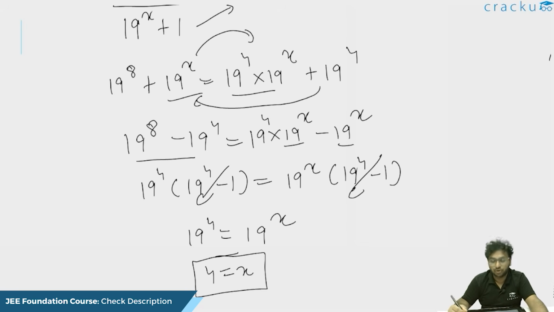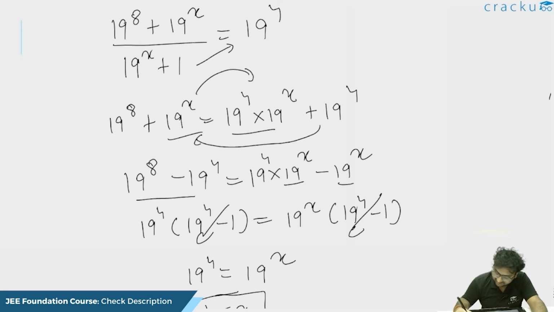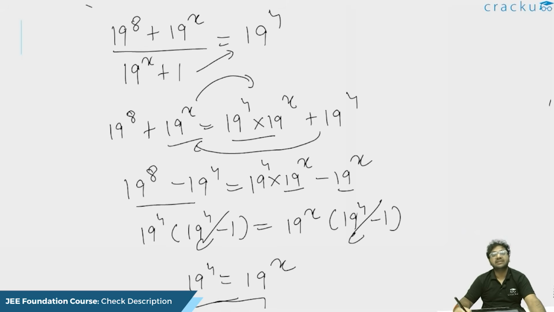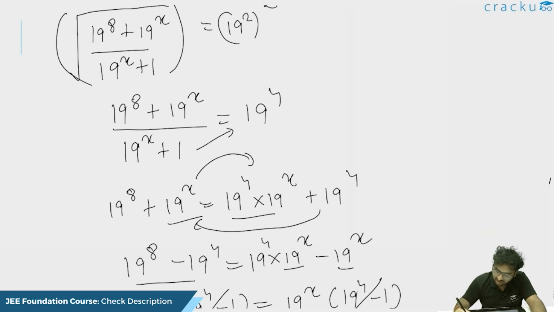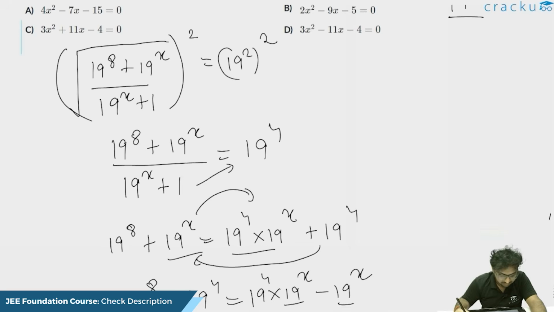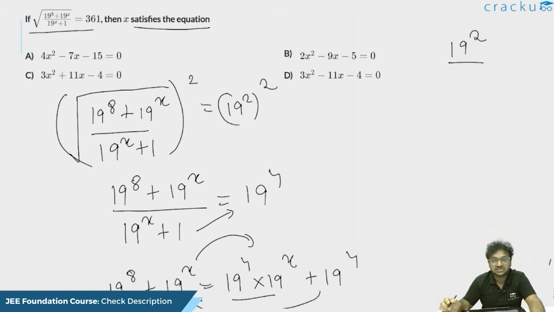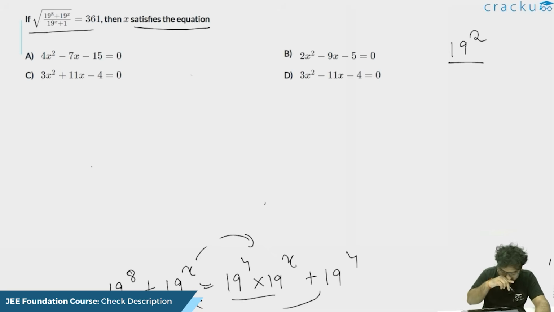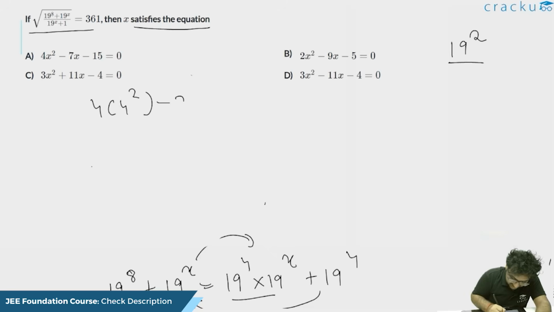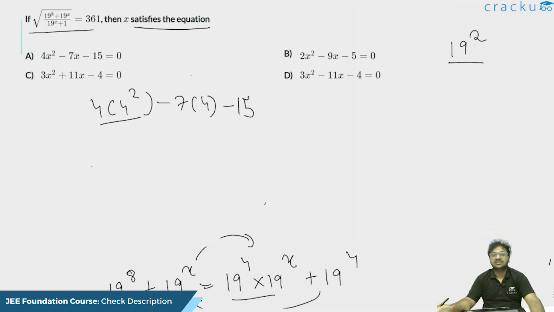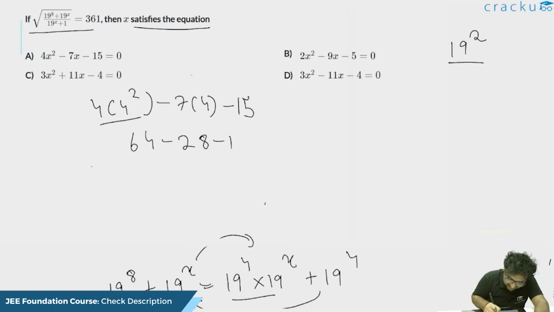So now let us put 4 equal to x in this equation and let us see which equation is satisfied. So we will go option by option. So the first one is what? So let me rub this. The first one says 4 into 4 square minus 7 into 4 minus 15. So 4 square is 16, 16 4s are 64. 64 minus 28 is what? So 64 minus 28 minus 15.